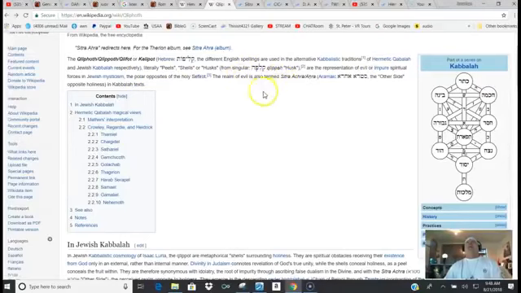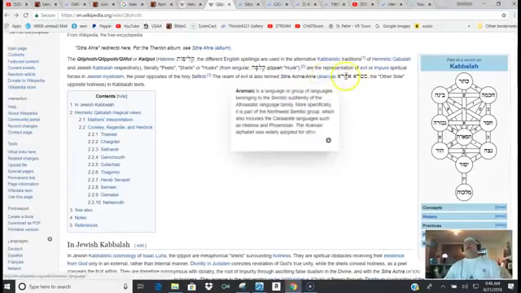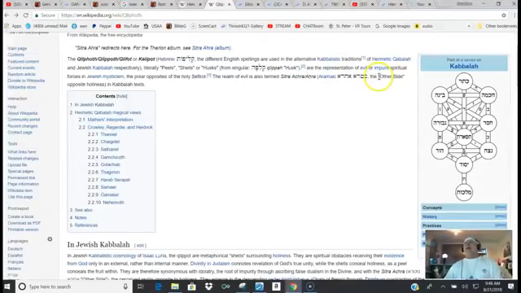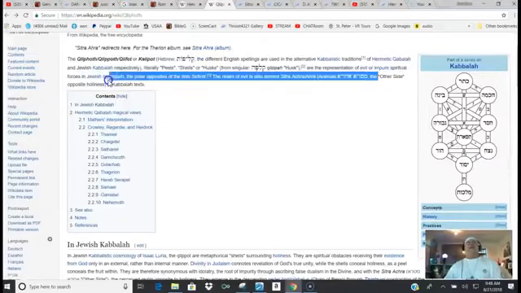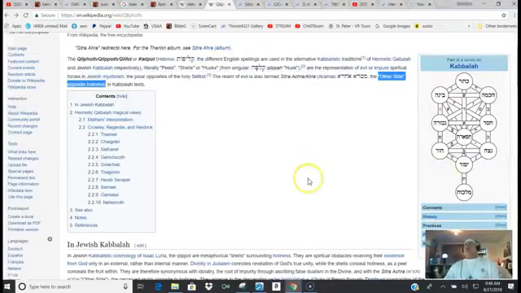The realm of evil is termed Sitra Achra, from Aramaic, "the other side," opposite holiness. Okay, so that's what the hendecagram is. That's the star that the Statue of Liberty is standing upon.